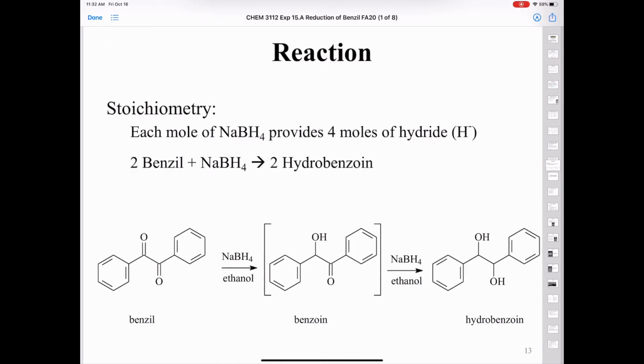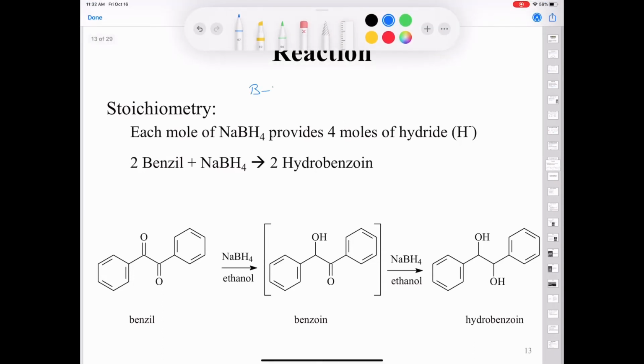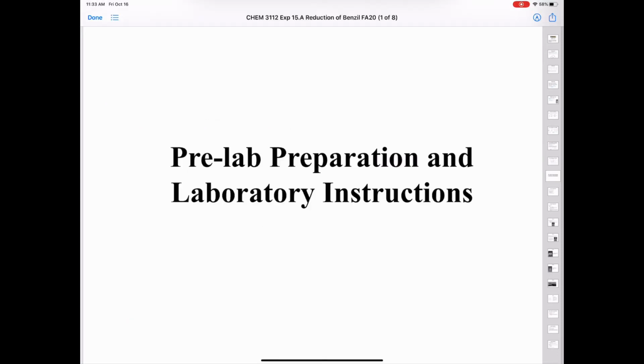In terms of stoichiometry for this reaction, remember each mole of sodium borohydride can provide 4 moles of hydride, right? Because if we draw the Lewis structure of the borohydride, you can see that boron is attached to 4 hydrogens. So again, it provides 4 moles of hydride. That's why for every 2 moles of benzil, we only need 1 mole of sodium borohydride to produce 2 moles of the hydrobenzoin. Next, we'll talk about preparing for the pre-lab and some of the laboratory instructions.